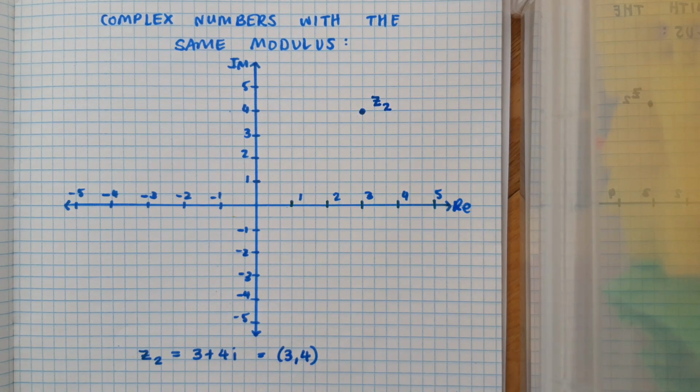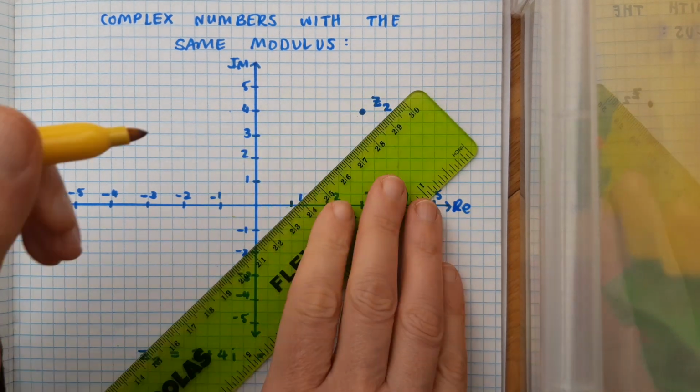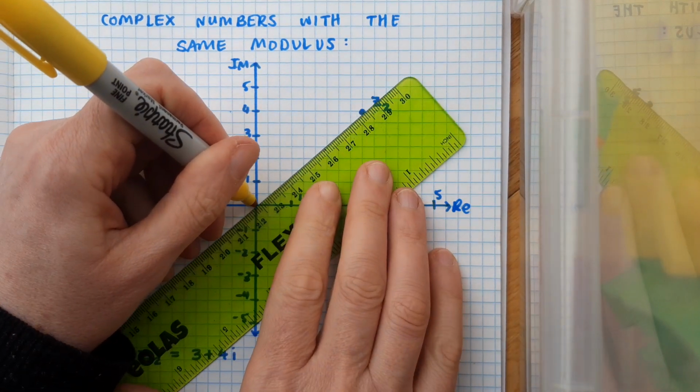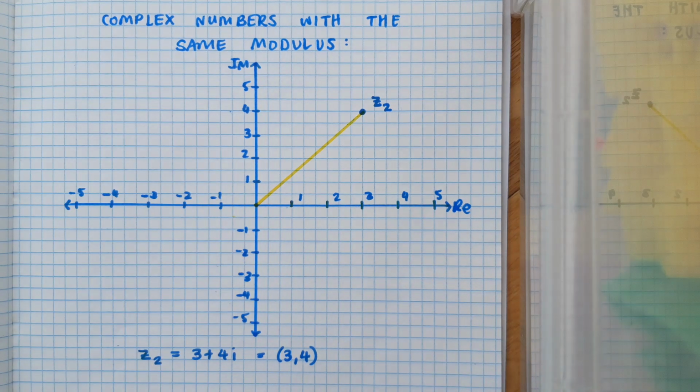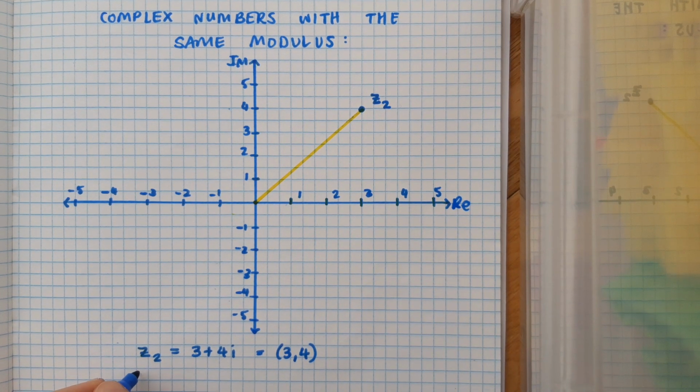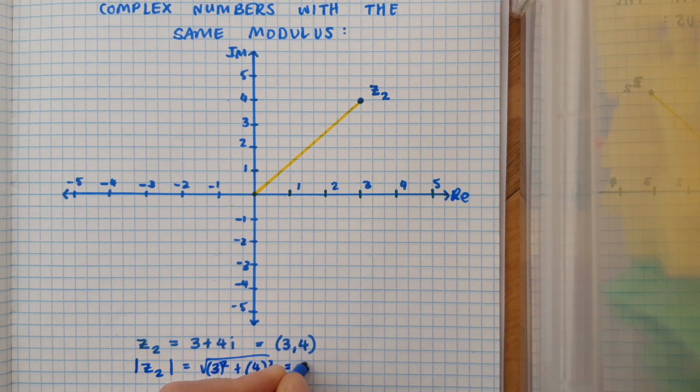There's Z2. So I'm going to begin here by just drawing in the modulus of Z2. And then we're going to calculate it, and then we're going to have a think about what other complex numbers would have the same modulus. So there's the modulus of Z2. Calculation, of course, is going to be modulus Z2 equals the square root of 3 squared plus 4 squared. And that comes out as 5.